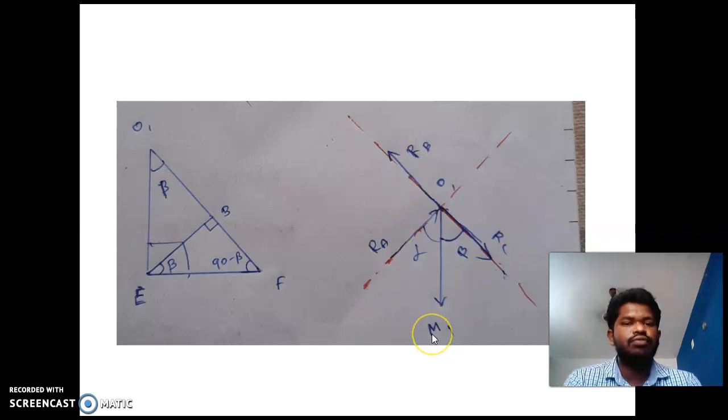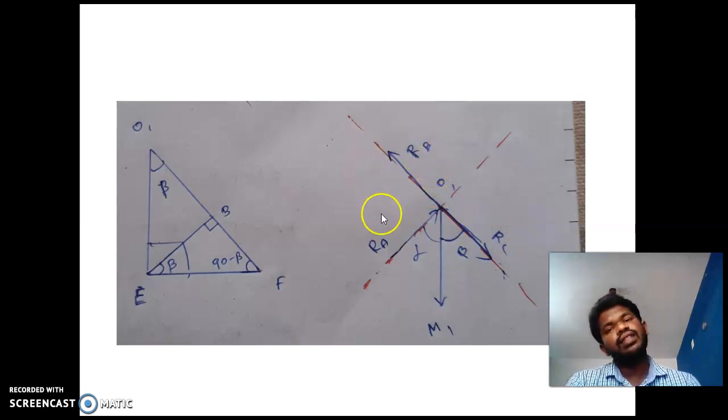The weight force M1 we can calculate from volume and density. The RC force we calculated from the previous step. So here we apply the equilibrium equations. Here only two coordinate axes are present, so we use only the two-dimensional equilibrium equations. The first one is summation of Fx equal to 0. The second one is summation of Fy equal to 0.